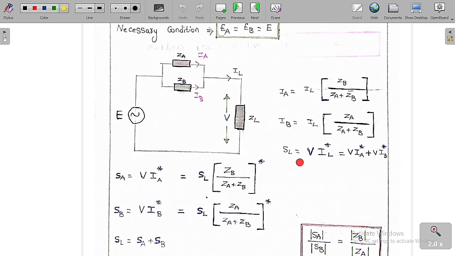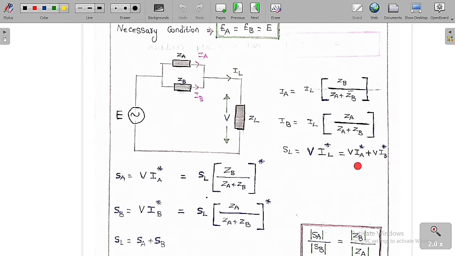Then what is the load kVA? The load kVA SL is equal to V into IL conjugate. As IL is nothing but IA plus IB, IA plus IB whole conjugate is equal to IA conjugate plus IB conjugate. So if you take V inside, we get V into IA conjugate plus V into IB conjugate. Therefore SL is equal to V into IL conjugate, which is equal to V into IA conjugate plus V into IB conjugate.